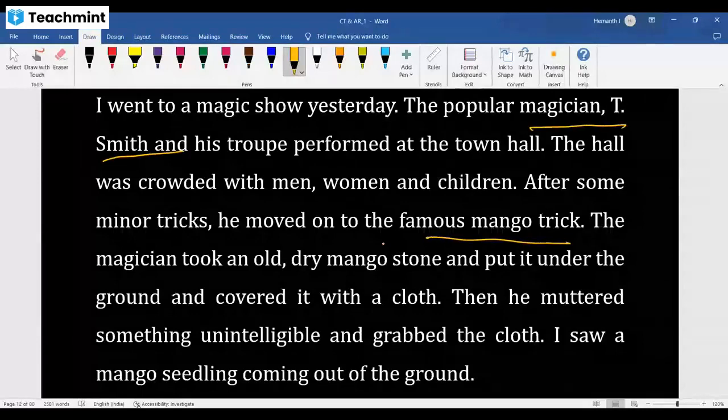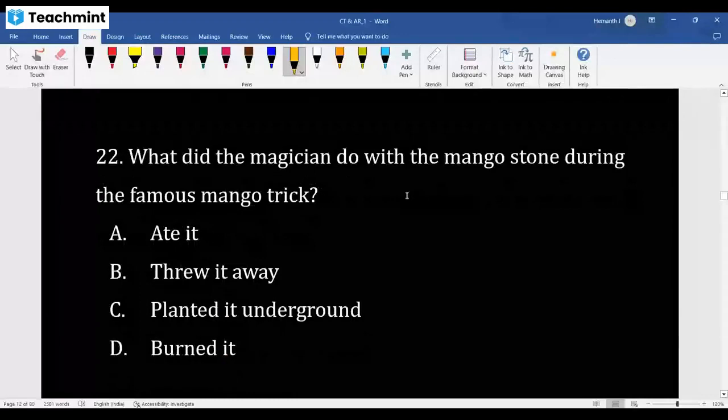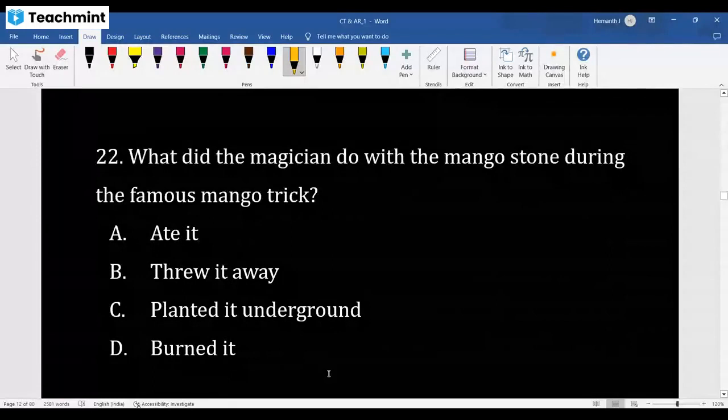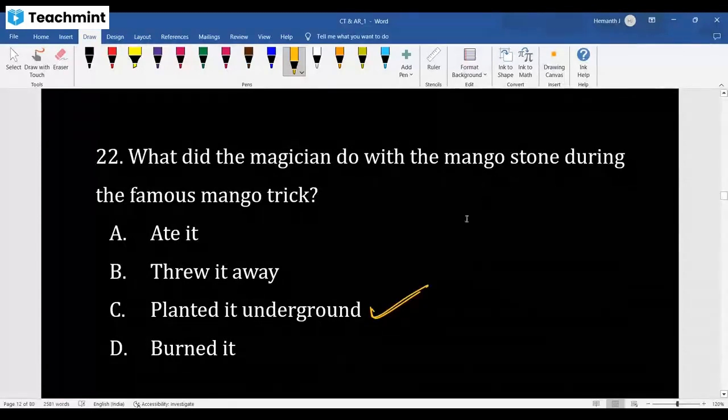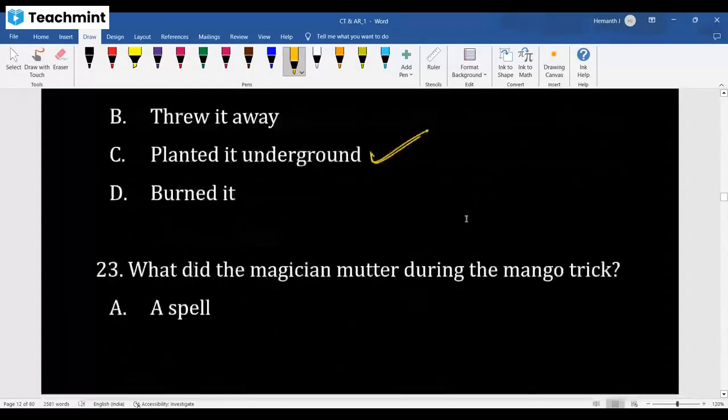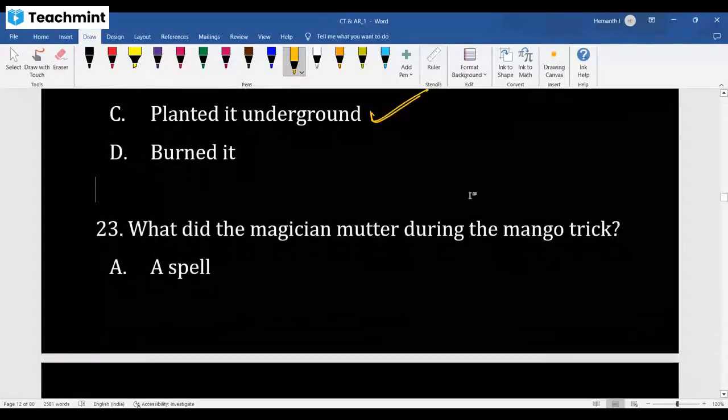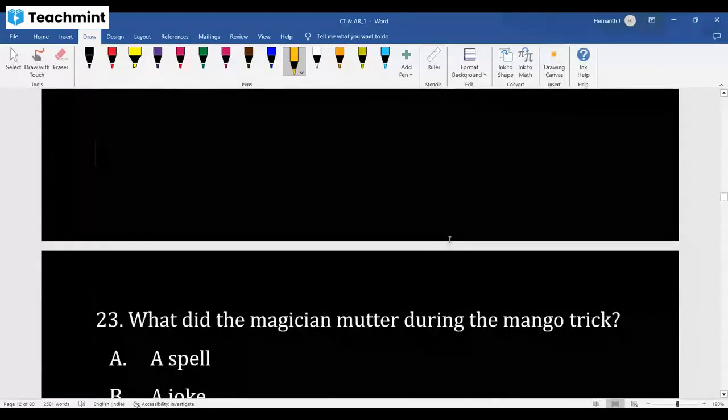The magician took an old dry mango stone and put it under the ground and covered it with a cloth. Then he muttered something unintelligibly and grabbed the cloth. I saw a mango seedling coming out of the ground. That's it. Now, see, what did the magician do with the mango stone during the famous mango trick? Ate it, threw it away? No, planted it underground, right? He planted that dry mango stone underground. Next one: what did the magician mutter during the mango trick?